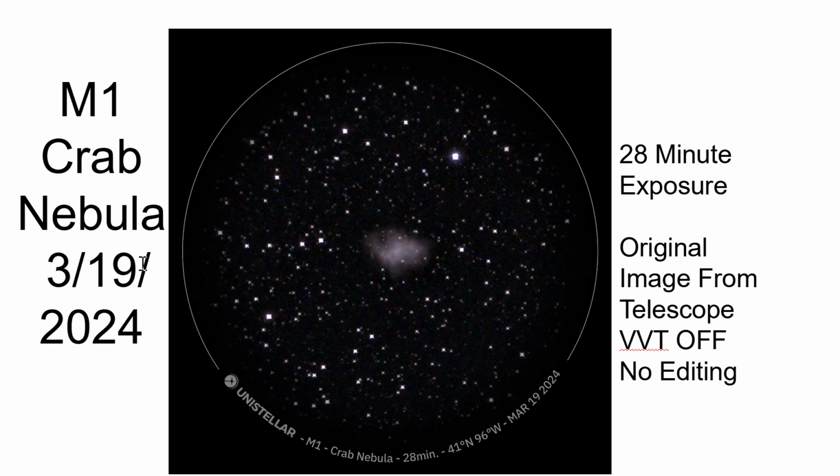This is a 28-minute exposure of the Crab Nebula. This image is straight out of the telescope. It's not processed in any way to increase brightness or resolution, details, shadows, whatever, color. Nothing's changed. It's directly out of the telescope.